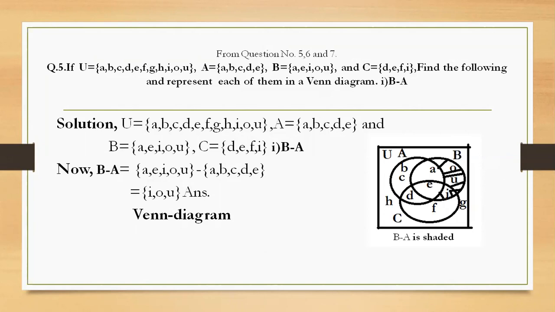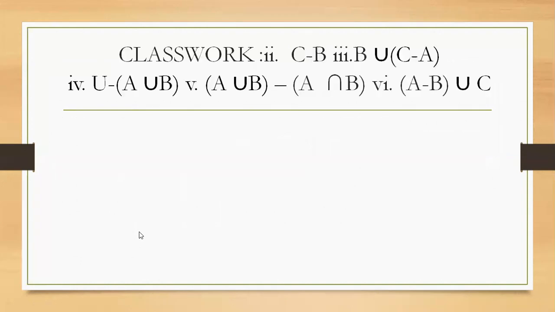Okay, then look here. The next one is this one. These questions also, how you have to do: we have to do C minus B and so on. In the Venn diagram, the diagram will be the same as I told. And here also you have to find C minus A and do union with B.